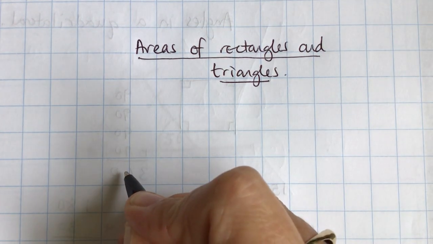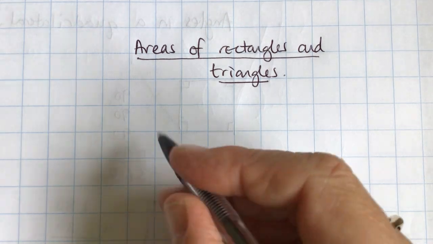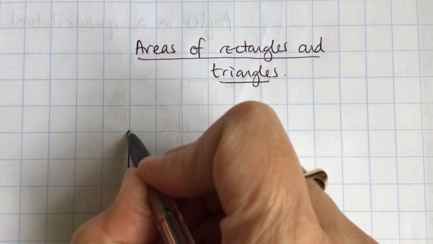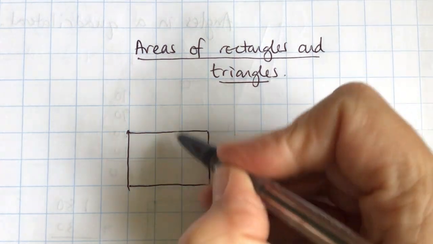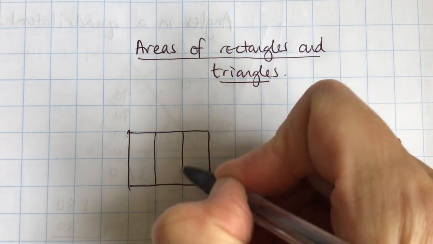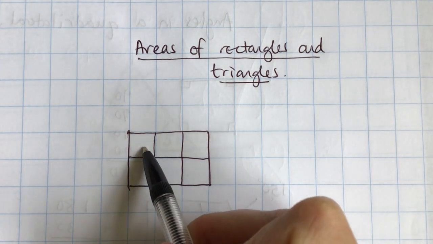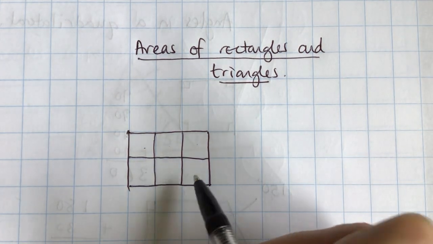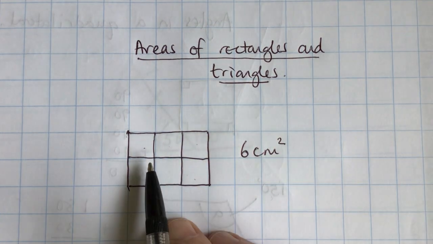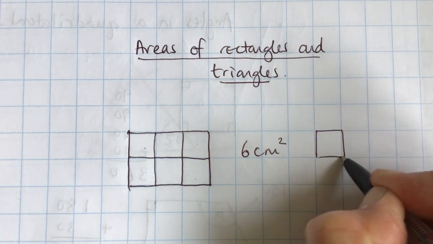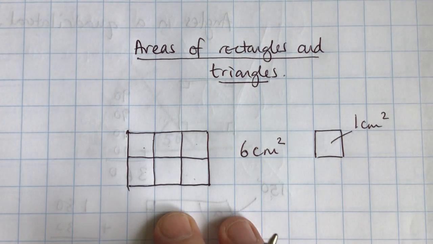This is a very short video clip to just remind you of how to work out the area of a rectangle and a triangle. So if we have a rectangle here, when we're working out the area of it, really we're working out the number of centimetre squares that fit into the rectangle. So you can see here there are 1, 2, 3, 4, 5, 6. Okay, so this has an area of 6 centimetres squared. Each one of these is 1 centimetre squared, and you can see that there are 6 of them.